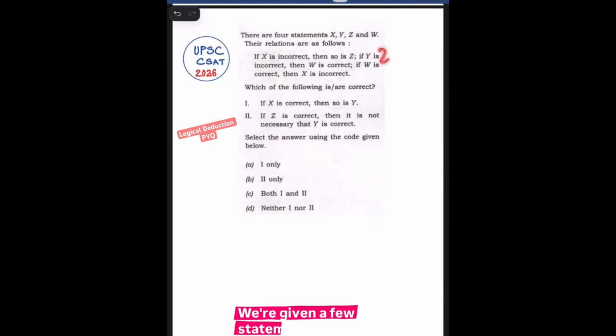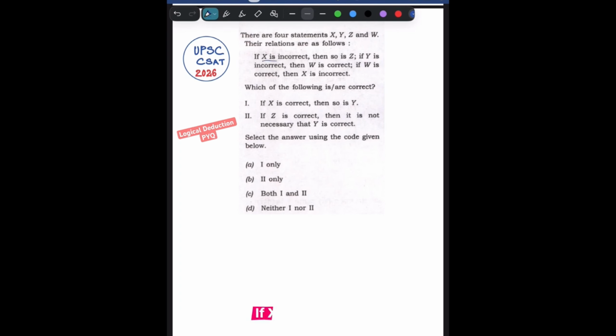We are given a few statements about W, X, Y and Z and we have to identify which of these two statements is or are correct. So let us read the statements. If X is incorrect, then Z is also incorrect. If Y is incorrect, then W is correct. If W is correct, then X is incorrect.